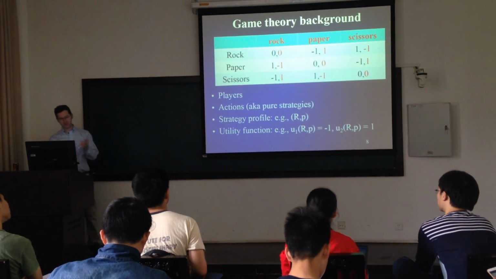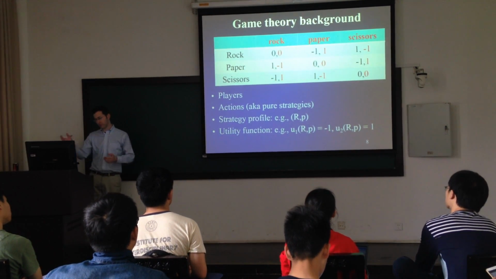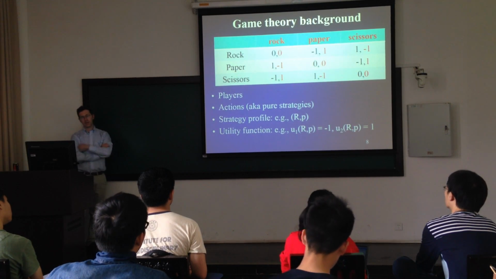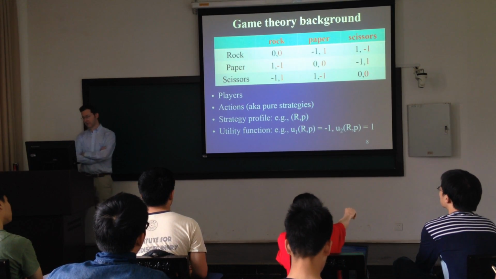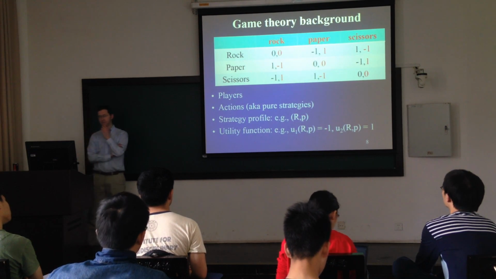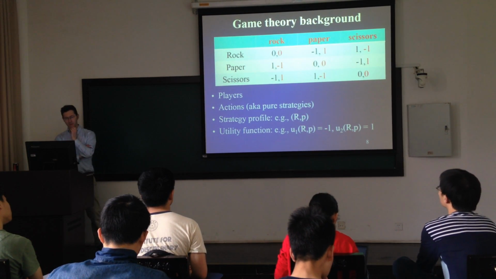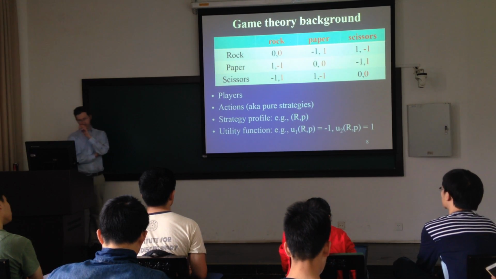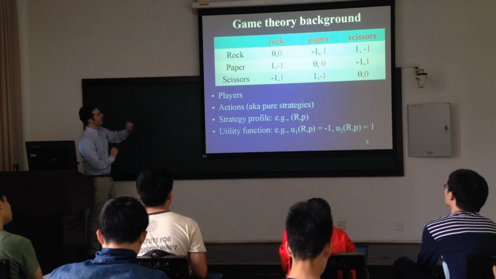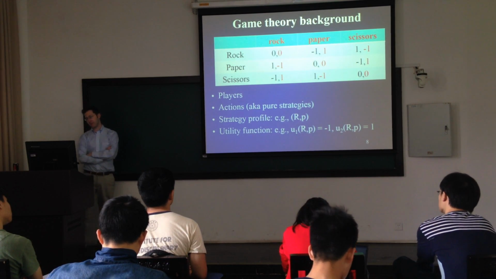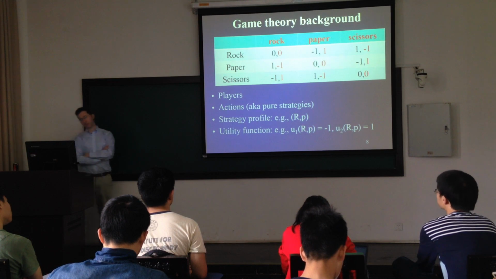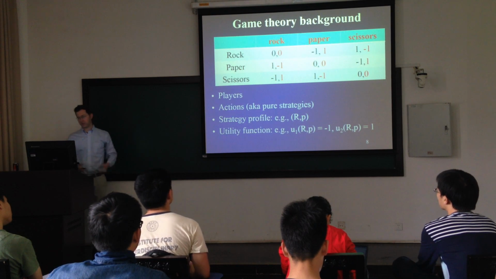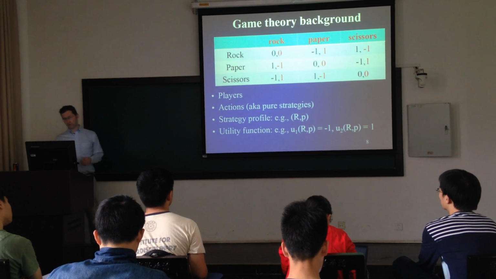So this is an example of a matrix game, a strategic form game. It's rock, paper, scissors. We have two players, the row player and the column player, and each player is going to select an action, also called a pure strategy. A strategy profile is a vector of strategies, one for each player. For instance, the row player could play capital R for rock, and the column player could play lowercase p for paper. And then the utility function gives a payoff to each player for each strategy profile. So at big R, little p, the row player gets -1, and the column player gets +1.